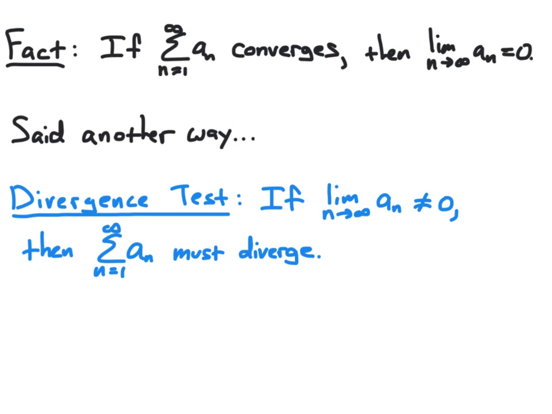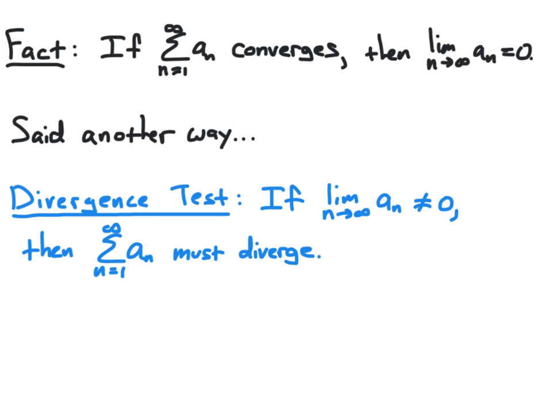We can restate this fact in a logically equivalent way so that it turns into a test that will determine whether certain series diverge. For this reason, we call this restatement the divergence test for series. And this restatement states the following. It states that if the limit as n approaches infinity of our sequence of terms a sub n is not equal to 0, then the series from n equal 1 to infinity of a sub n must diverge.